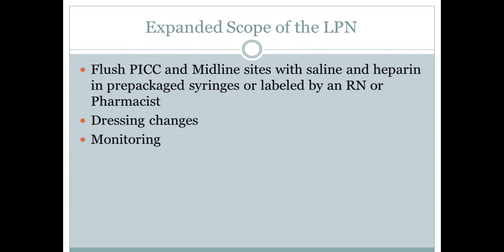Through your expanded scope of practice, you'll be able to flush the PICC and midline sites with, again, the saline and heparin, as long as it is prepackaged in a syringe, either from the manufacturer or it has been drawn up and labeled by an RN or pharmacist. It's very important that the label is proper, that the label actually has what the medication is, the date and time it was drawn up, and the amount that is in the syringe. So it can't just be a piece of tape with the word heparin written on it. It does have to be properly labeled.